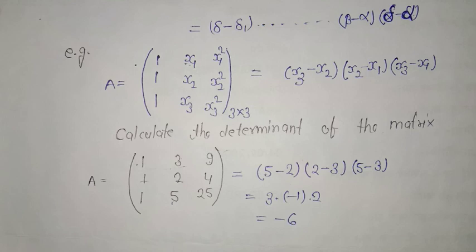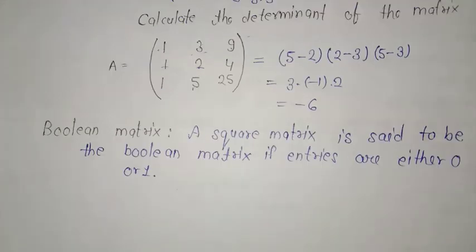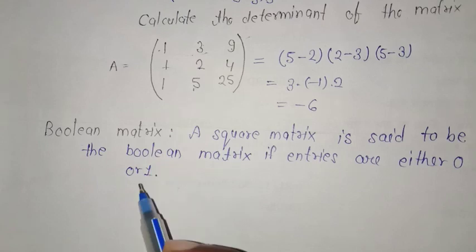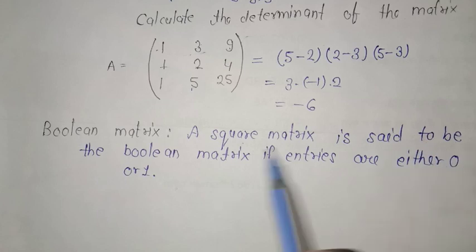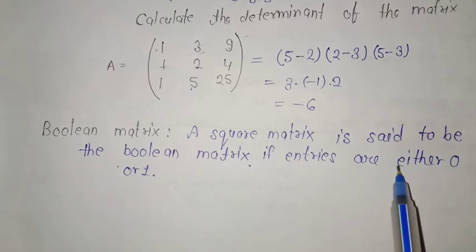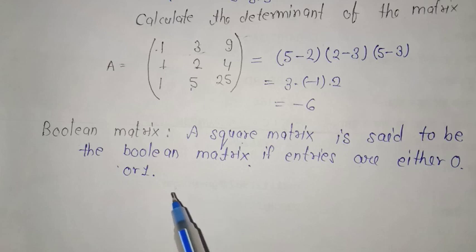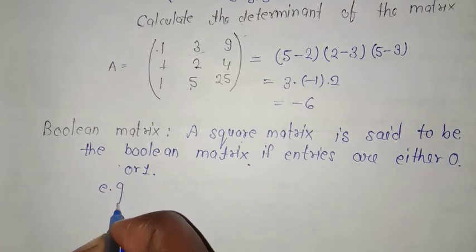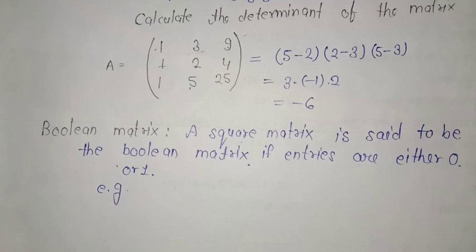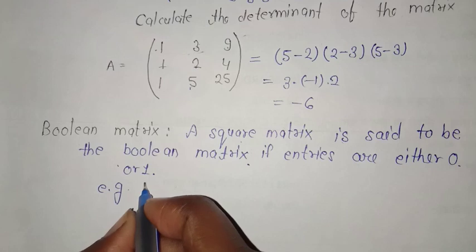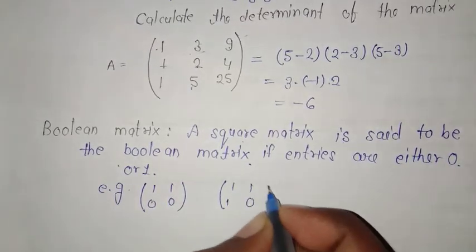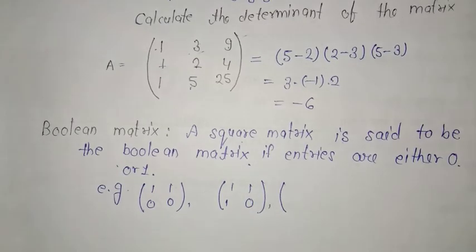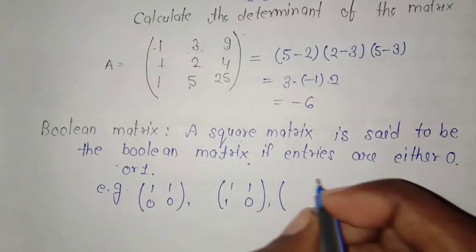Now I am going to take my next matrix. The next matrix is the Boolean matrix. Sometimes its question is also asked. A square matrix is said to be a Boolean matrix if its entries are either 0 or 1. In this type of matrices, you will see that the entries are either 0 or 1. You will never take any non-zero element except 1 and 0. So if I take this kind of matrix or this kind of matrix or any matrix which consists of only two entries 0 and 1, that will be a Boolean matrix.